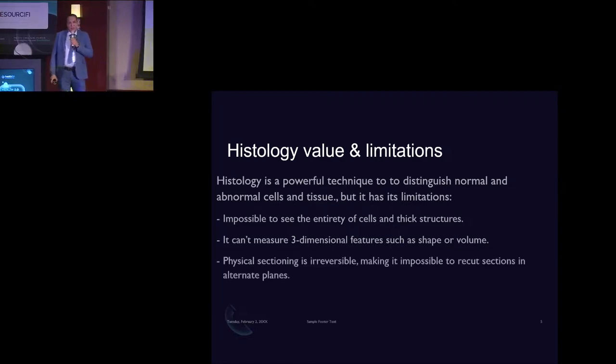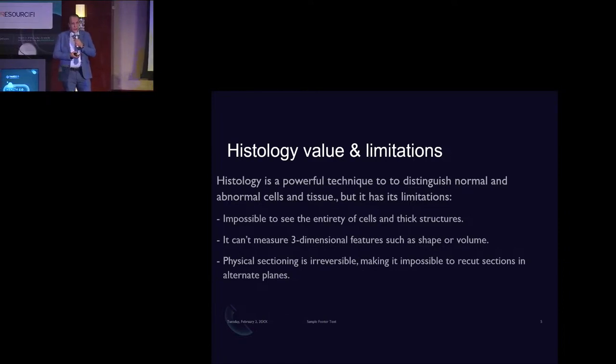Another thing is that having a physical section is an irreversible process. That means it is impossible to recut the tissue in a different plane. Sometimes you need a transverse plane, so you cut the tissue like this, but if you need a coronal or any other dimension, you cannot do it again.